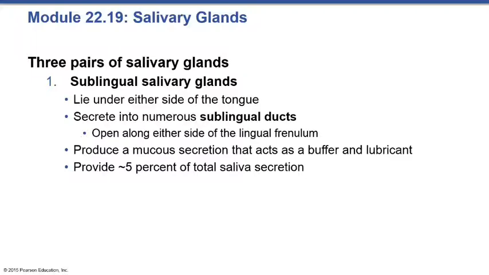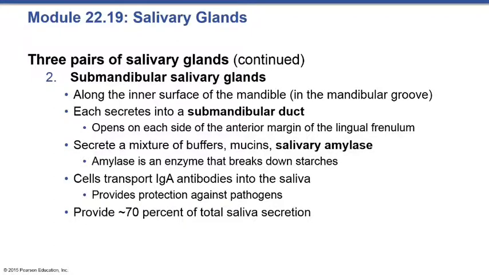And here you're getting a kind of a mucousy secretion. It's a buffer, it's a lubricant. It's not the big player. Only about 5% of the saliva is released from these glands. The submandibular glands are releasing through the submandibular duct, not difficult. These are releasing not only buffers, but also salivary amylase. Amylase is an important enzyme for the breakdown of starches, so starch digestion begins in the oral cavity.